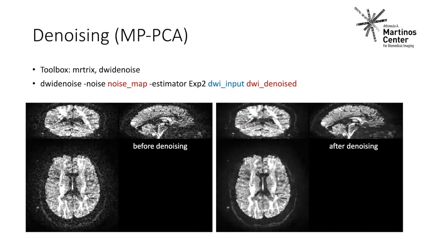So here shows the results. The commonly used toolbox is MRtrix's dwidenoise function. And here shows the commonly used command line for denoising. It's very simple. You just need to have one input, and you can use the default setting, and it will give you the denoised image and the noise map. The left figure shows the image before denoising, the right figure shows the image after denoising. Then we can see the noise is mostly gone.